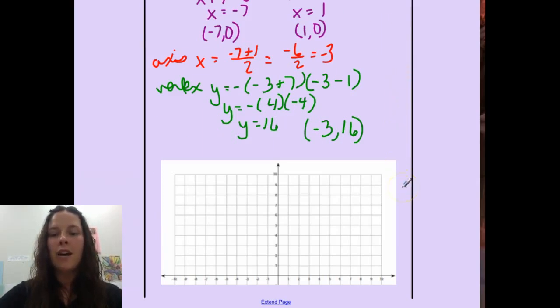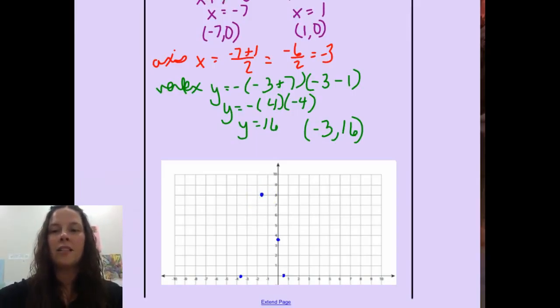So looking at this graph, it does not go up to 16, so I'm going to scale each of these by 2 this time. My y-intercept is 0, 7, so again I'm counting by 2s. So 2, 4, 6, 7 will land me right here. My zeros are negative 7, again counting by 2s, and positive 1, counting by 2s. My vertex is negative 3, so counting by 2s, and then up 16, my vertex will land here.